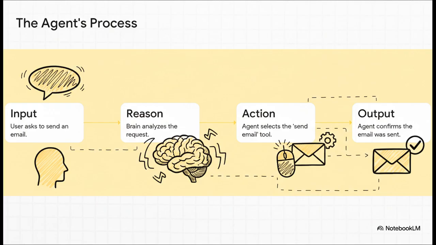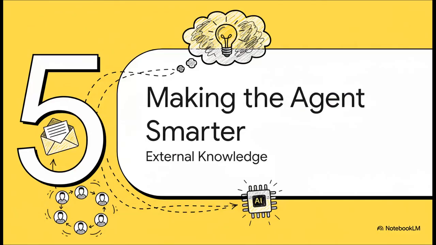It sees my input. Then comes the magic part, the reasoning. Its brain kicks in, analyzes my request, understands my goal, grabs the send email tool, fills in all the details it extracted, and boom, it takes action. My words just became a real email. Okay, that's awesome. But let's be real. Typing out a full email address every single time, that's kind of a pain. We can definitely make this better.